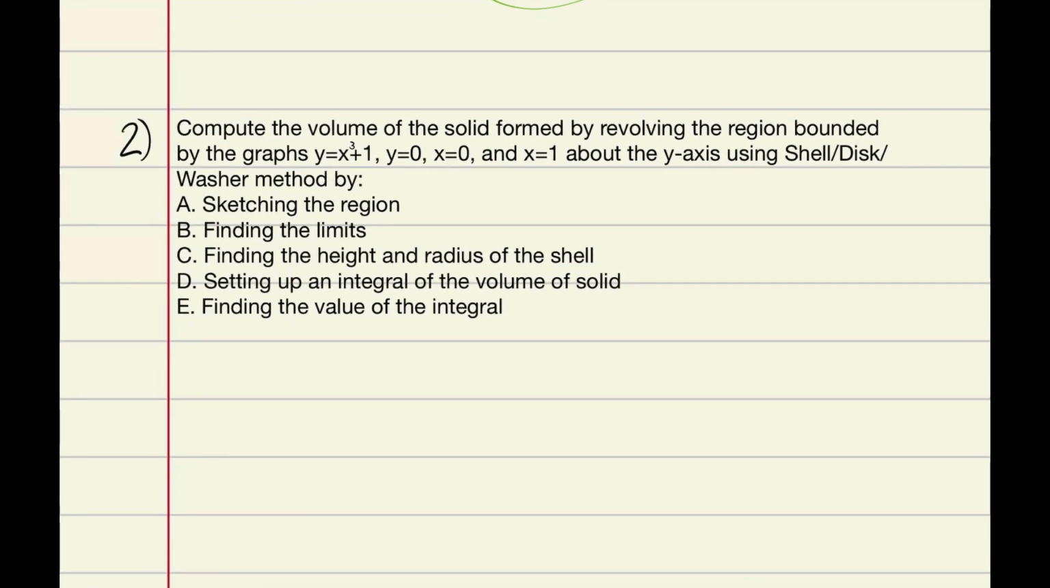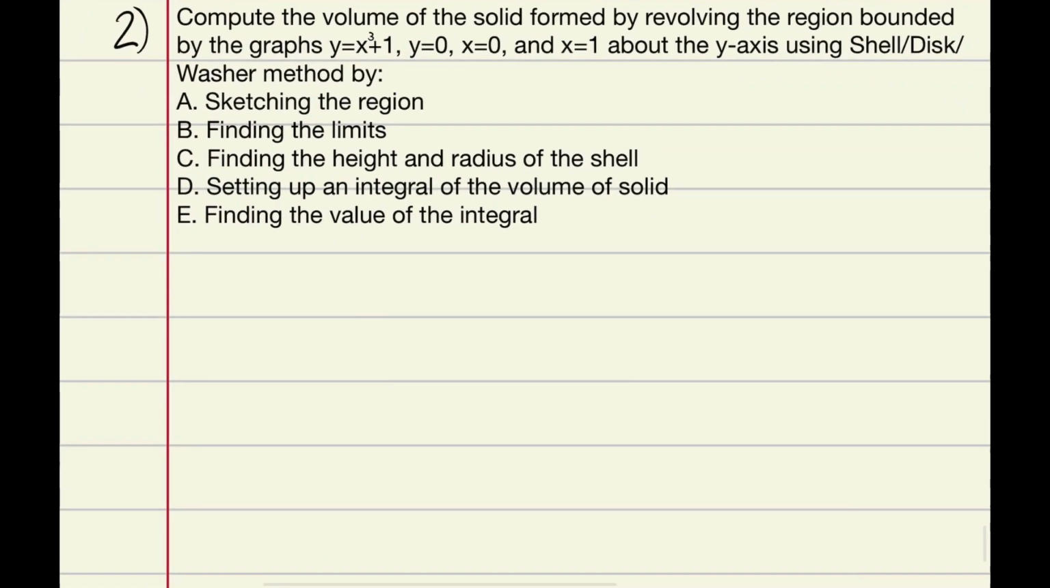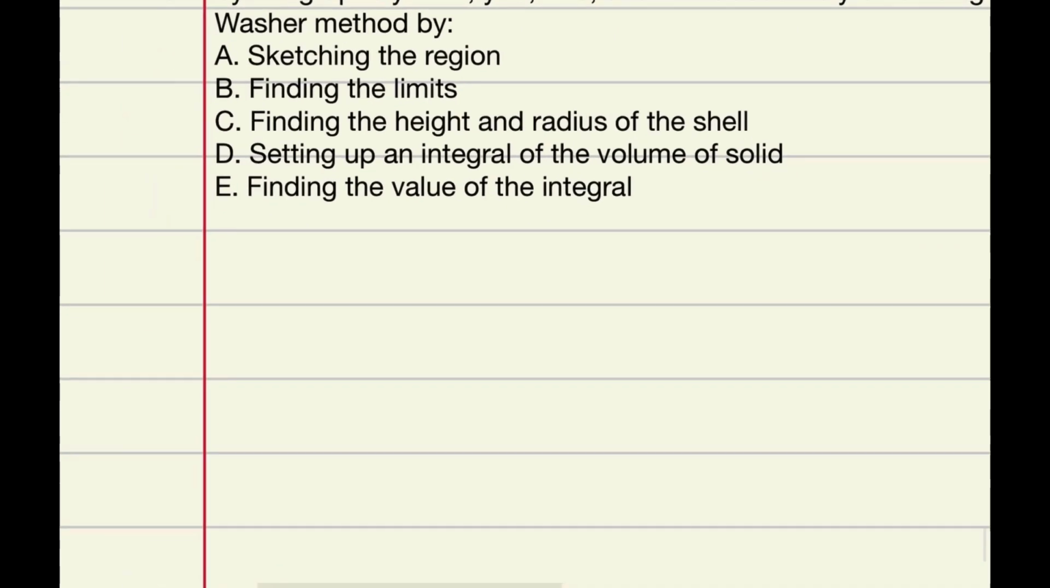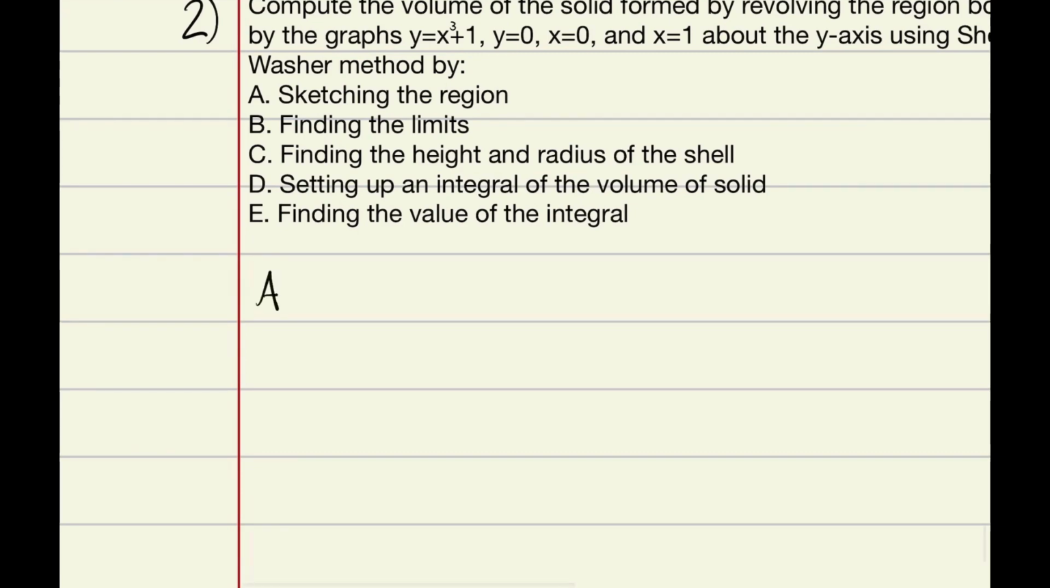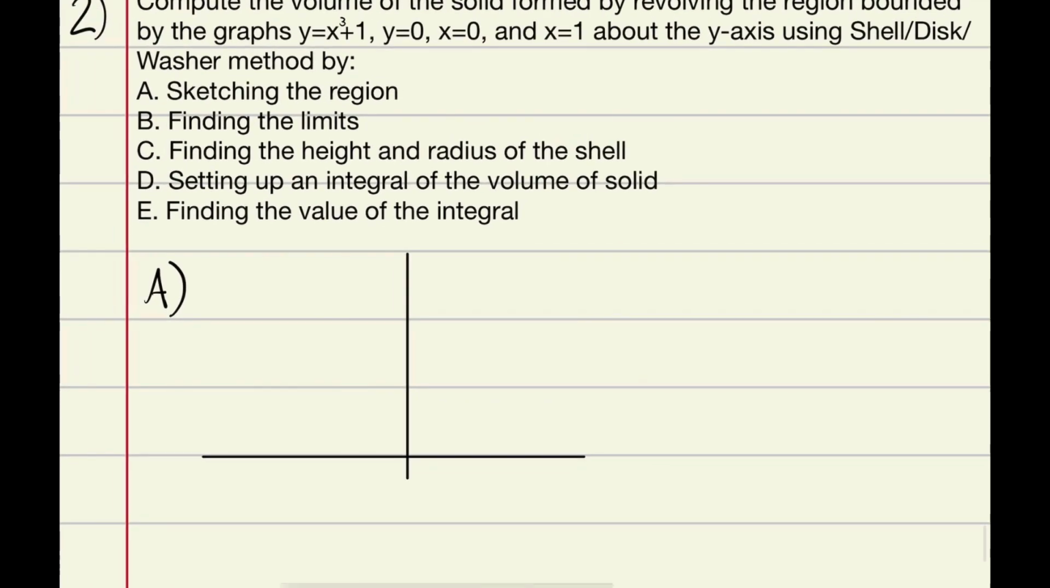For the next part, we have to compute the volume of the solid formed by revolving the region bounded by the graphs y equals x cubed plus 1, y equals 0, x equals 0, and x equals 1 about the y-axis using the shell, disk, or washer method. Step A is to sketch the region. I'll give plenty of room for the y-axis. So we know y equal to 0 and x equal to 0 is just our vertical and horizontal lines.